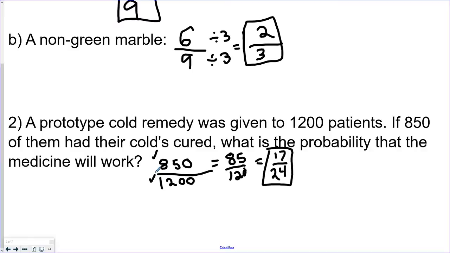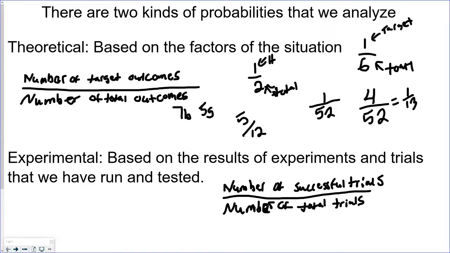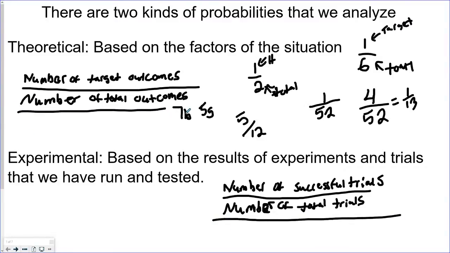You can still do it with like 500 trials, but it might not be that accurate. The more times you try it out, the better your experimental probability would be. Now, as you notice, both formulas back here deal with the total number of stuff: total number of trials, total number of outcomes. The problem with that, especially with this one here, is that getting the total number of outcomes for a large situation can be a little difficult.